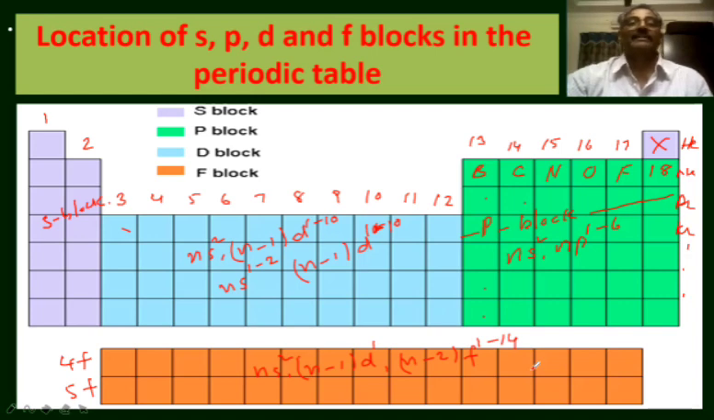So in this way, the periodic table is classified into 4 blocks: S block, P block, D block, and F block. The first 2 groups are S block elements. The last 6 groups are P block elements, and the elements in the middle, that is in between S block and P block, are the D block elements. The elements which are shown at the bottom of the periodic table are the F block elements. Now let us discuss the characteristic properties of these elements one by one.